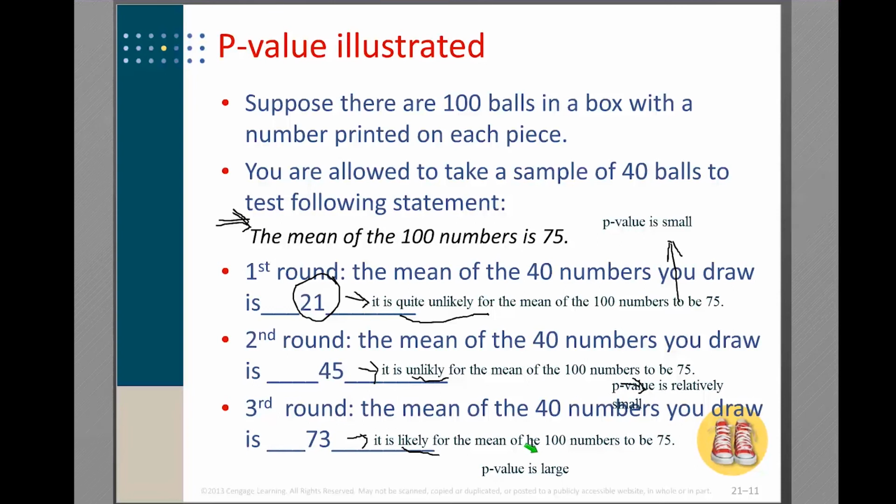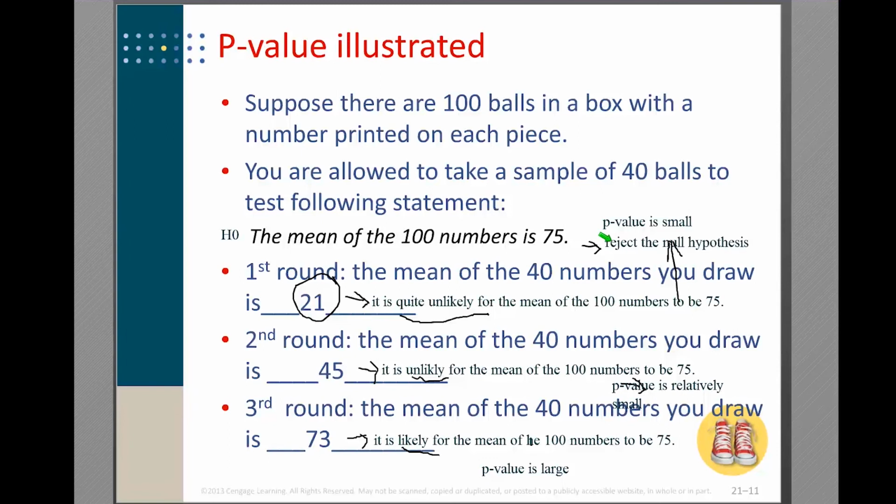All right, so that's the concept of p-value. But how can p-value help us to make the judgment when we test hypothesis? Well, look, the hypothesis I have here, the mean of the 100 numbers is 75, can be regarded as a null hypothesis, H0, okay? And we figured that when we have a small sample mean, we say it's unlikely for the null to be true. And that corresponds to a small p-value, all right? And therefore, when the p-value is small, we can safely reject the null hypothesis. Okay, reject the null hypothesis.